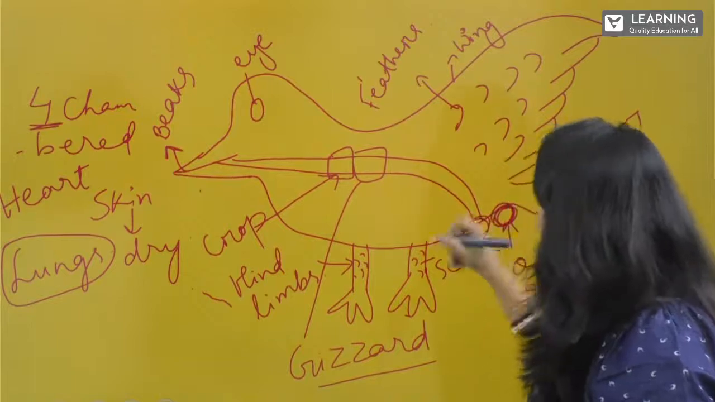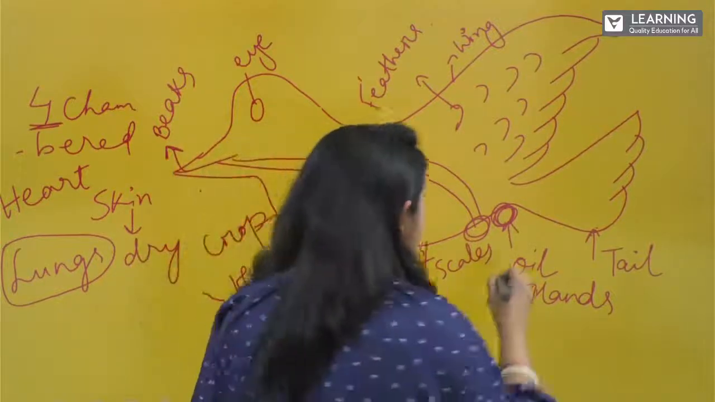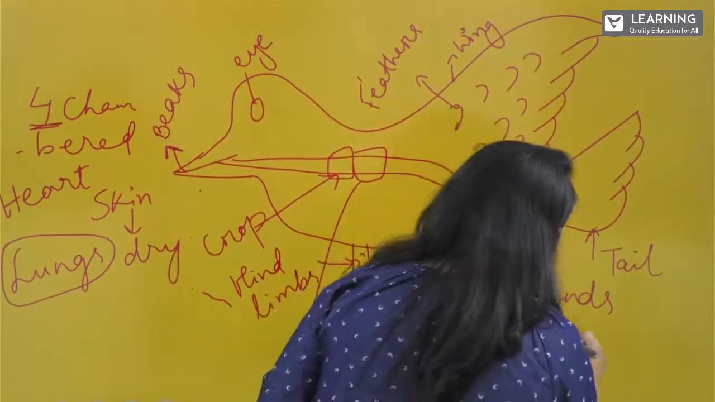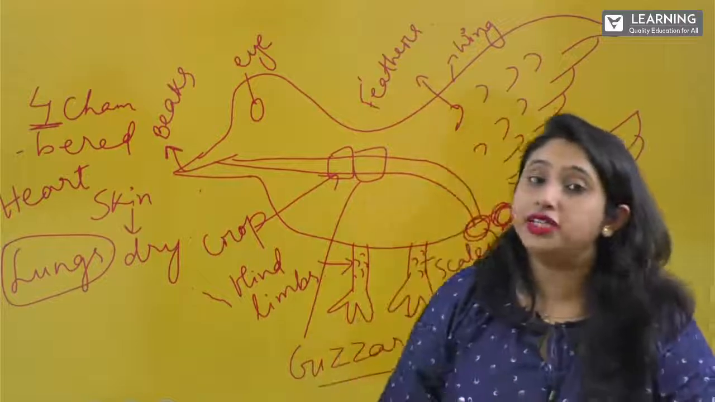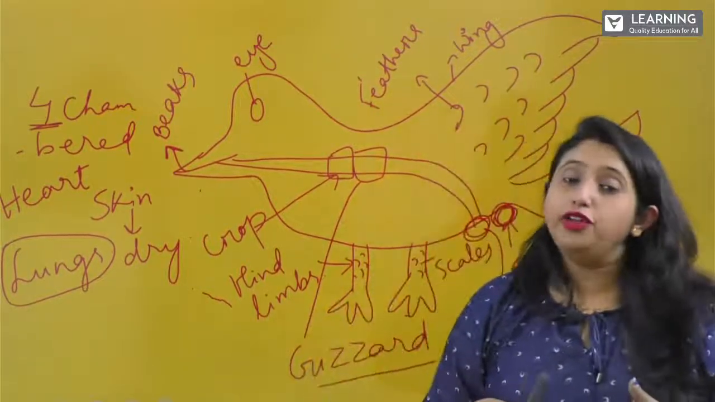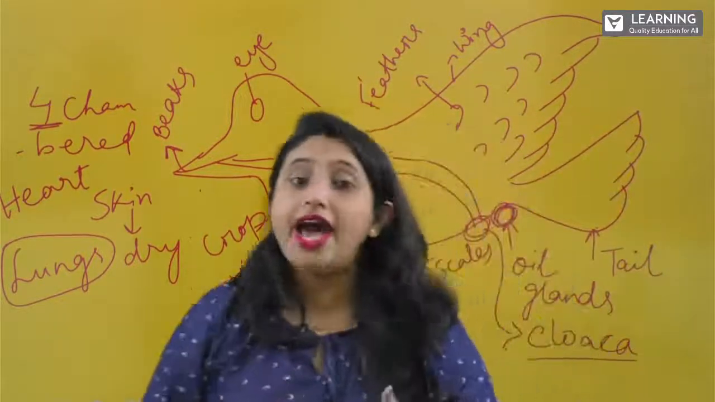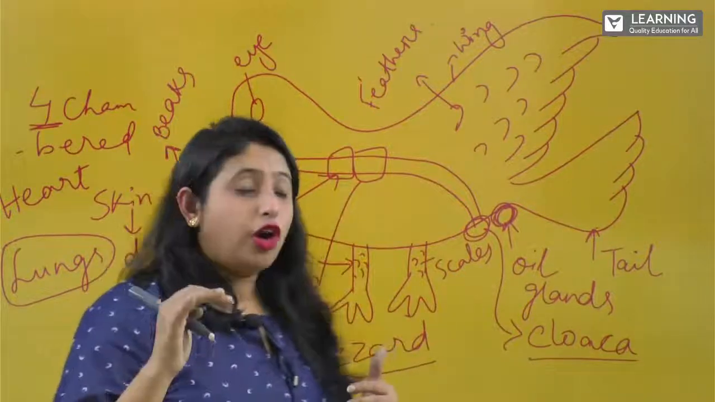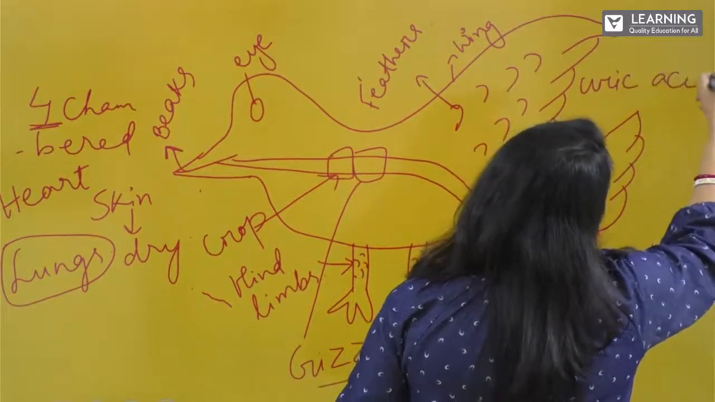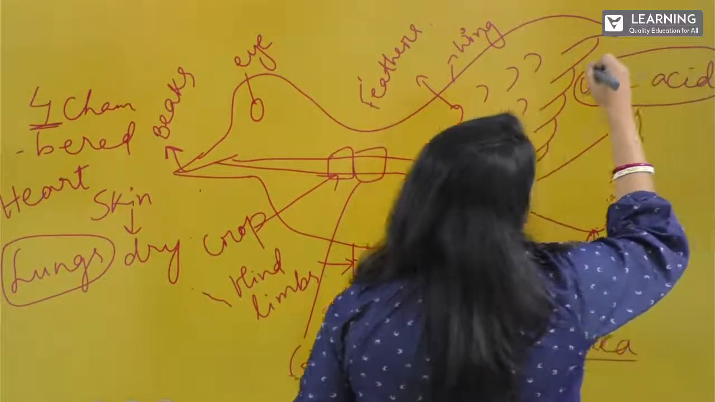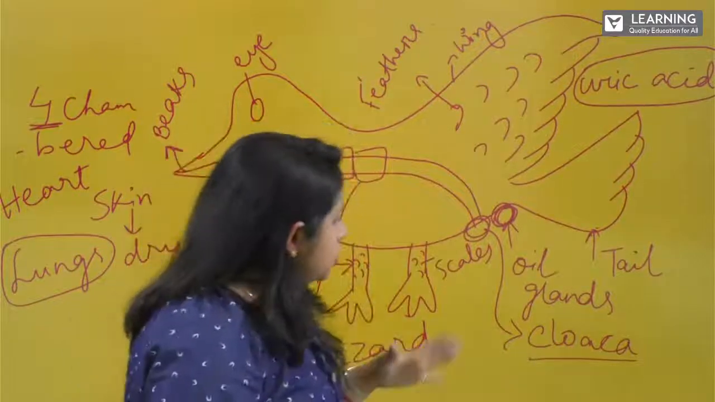They also have a single opening. In case of birds, they have a single opening that is known as cloaca. They do not have an anus, they do not have separate excretory organs, and they do not have different reproductive organs. They have only one opening, the cloaca, and they release the excretory product, uric acid, outside. Is that clear? So this is all about it.